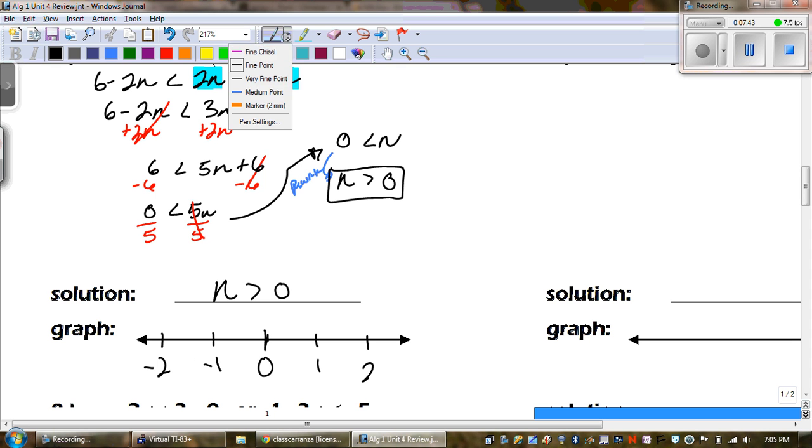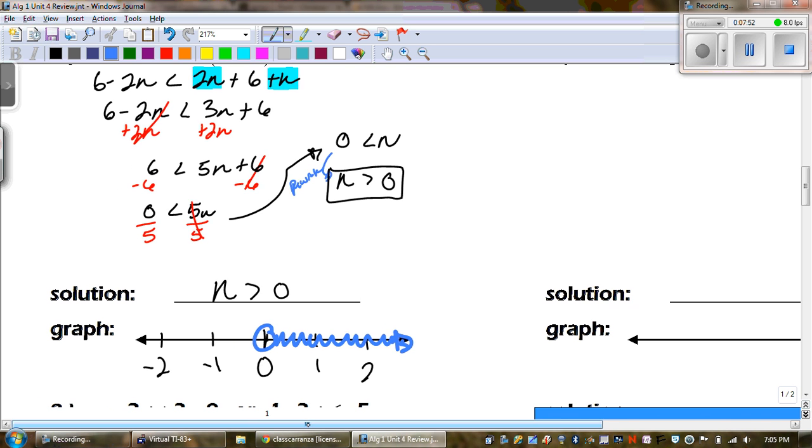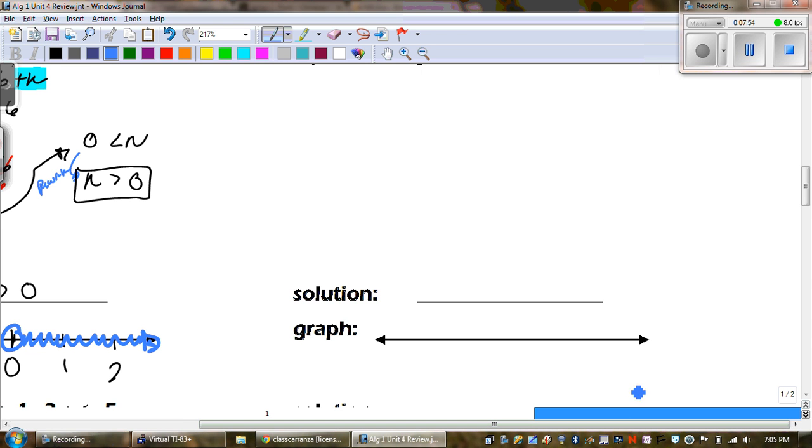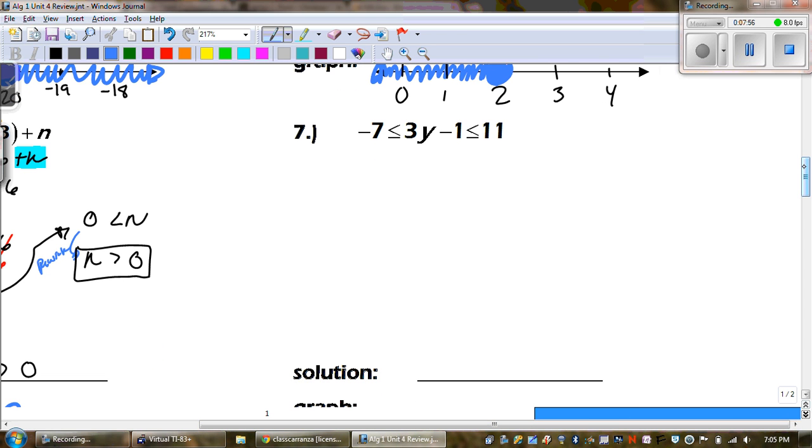Okay. Are we open or closed at 0? We are open, and the inequality tells us to shade to the right. All right, number 7.